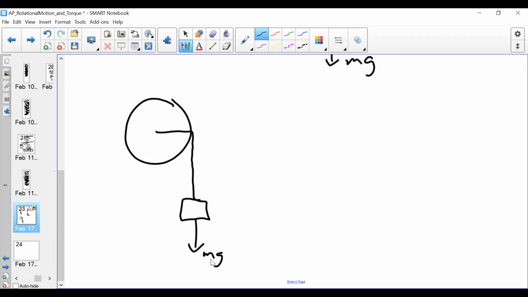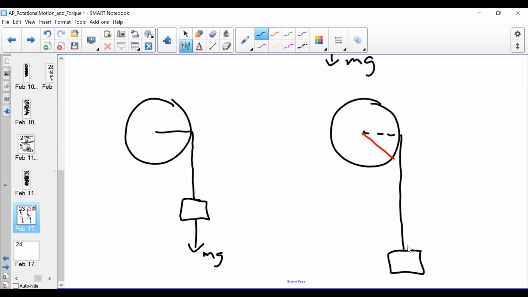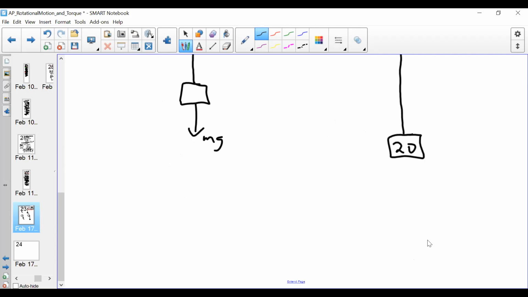mg. And then I pull down on this guy. The original position of the radius is there. Then that's going to go in a clockwise fashion. My mass is a little bit lower. And let's call this 20, but it doesn't matter. Just call it anything. I'm just going to pull it downward.